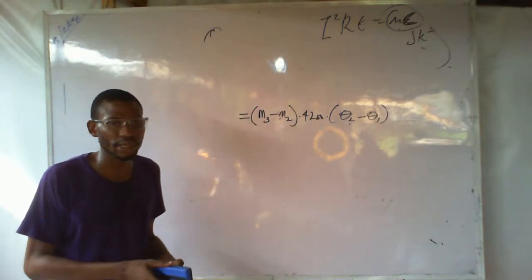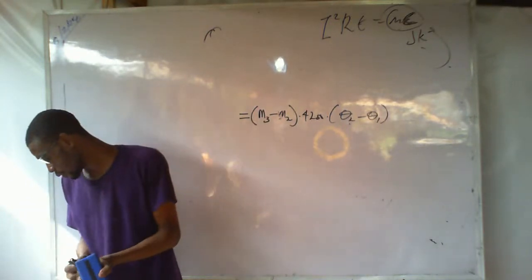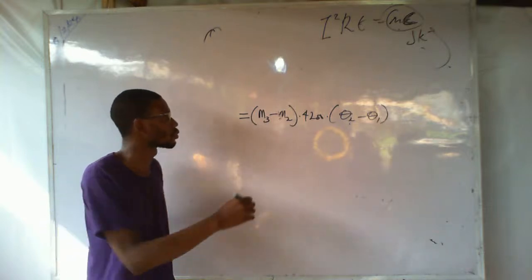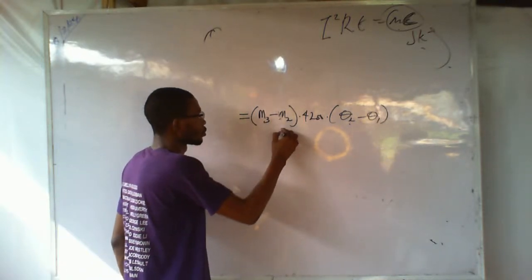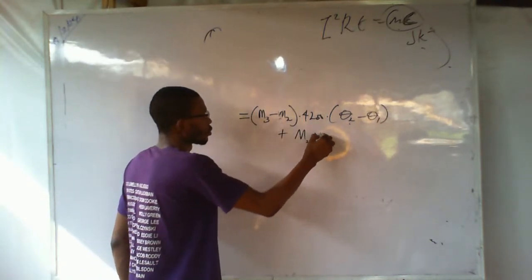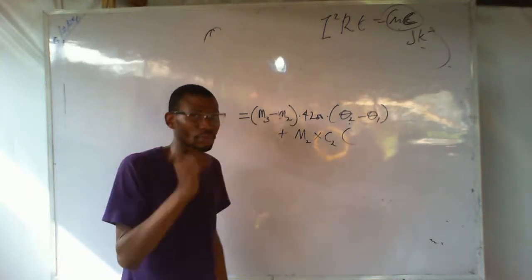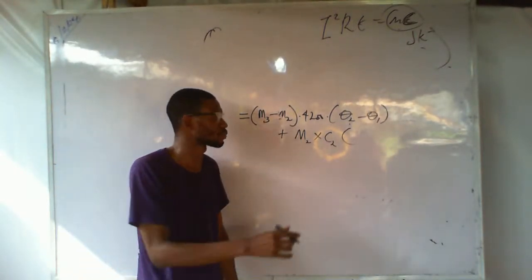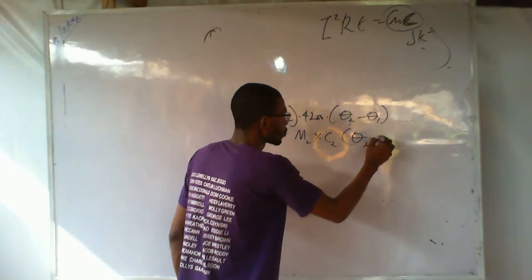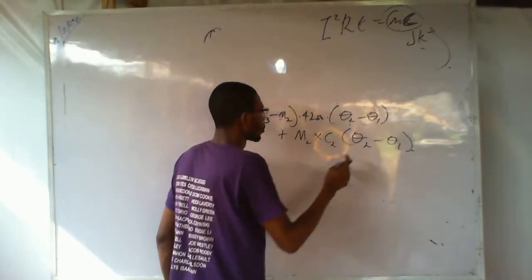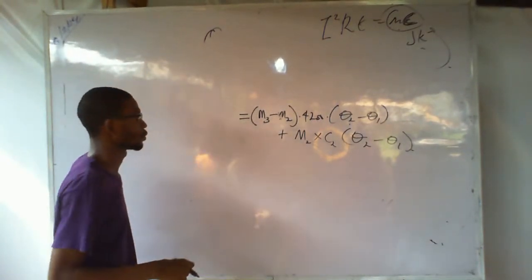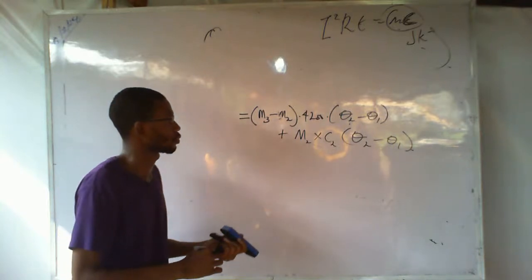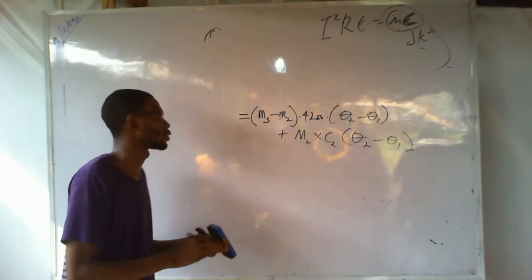Well, let's write. Write plus. Let me think. Theta 2 minus theta 1. So that's M1.